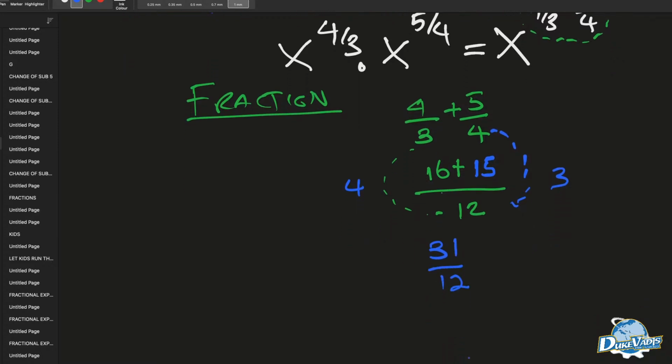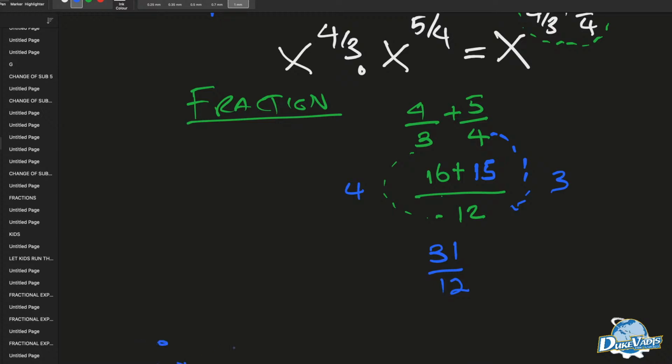Therefore, x raised to the power 4 over 3 times x raised to the power 5 over 4 gives us x raised to the power 31 over 12. So this is the final answer. Friends, this is so easy. Why? Because we have broken it down step by step without fear of making a mistake, or fear of thinking that we cannot do it.